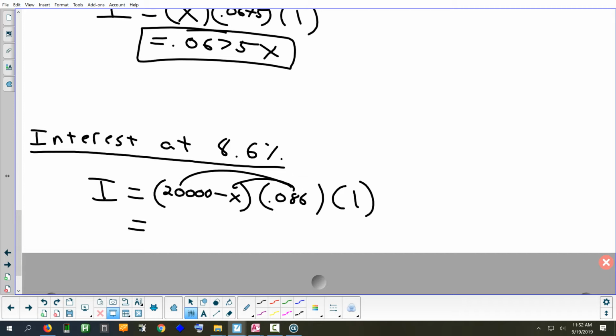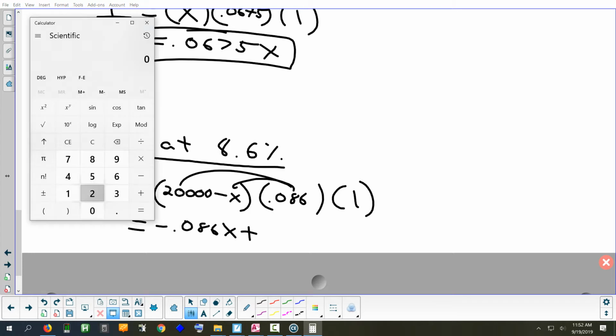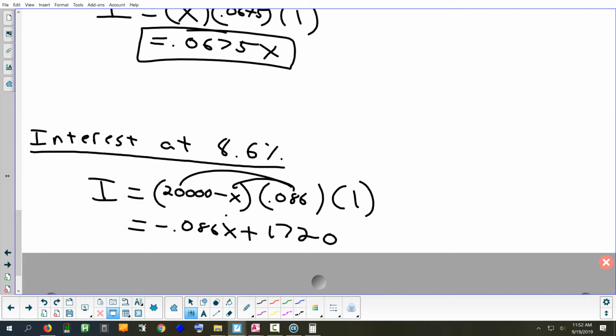So I'm going to write x times 1 first. Negative 0.086x plus, now I need 20,000 times 0.086. So 20,000 times 0.086 is 1720. Okay. So there is a formula for how much interest Bill earns in the other investment.